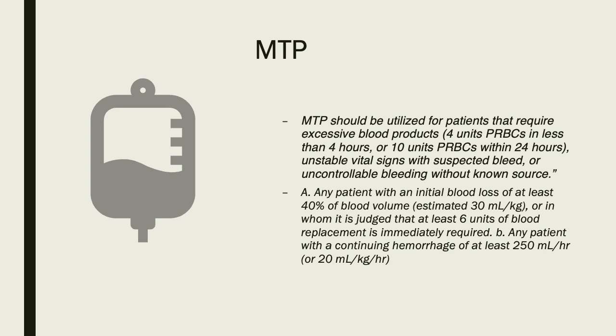Or any patient with an initial blood loss of at least 40% of their blood volume, whom it may be judged to need at least 6 units of blood replacement immediately, not over 4 hours, but this time immediately. Or any patient with an ongoing or continuous hemorrhage of at least 250 milliliters or more. Or any patient with a history of hemorrhaging with changes in their vital signs, hypotensive, tachycardic, or a positive FAST scan, or a pH of less than 7.25. And lastly, any patient with clinical judgment with an identified source of blood.